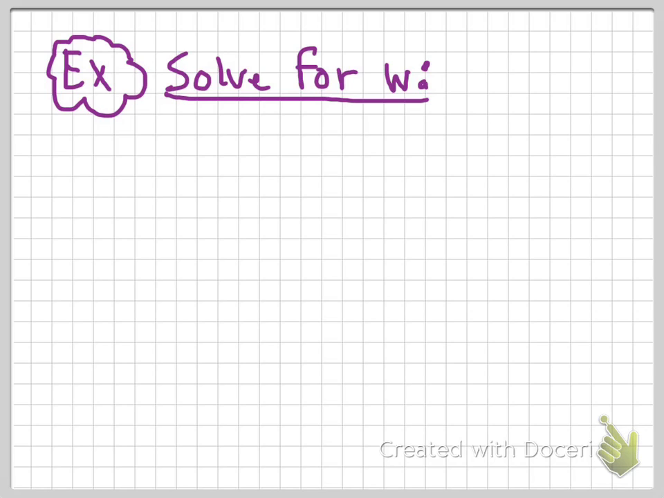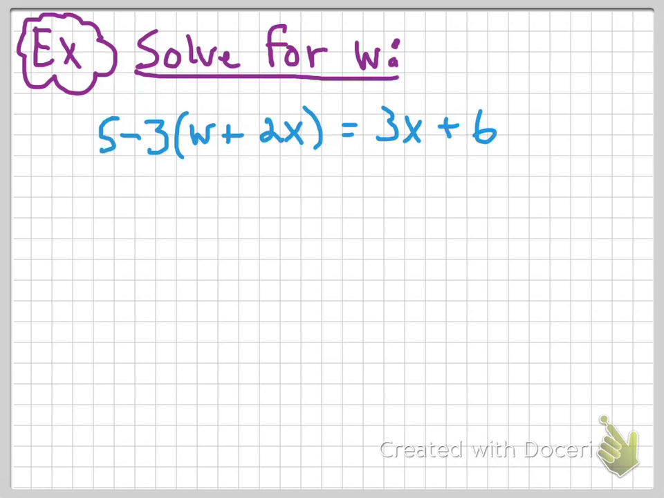So our first example, I'm going to have you all write this down: solve for w. If I'm going fast, pause the video so you can write all this. I want to make sure everybody's getting this written down. We're going to do a multivariable problem here, a solve for w problem. Let's solve for w, and how about this equation? 5 minus 3, parenthesis w plus 2x equals 3x plus 6. So 5 minus 3, parenthesis w plus 2x equals 3x plus 6.